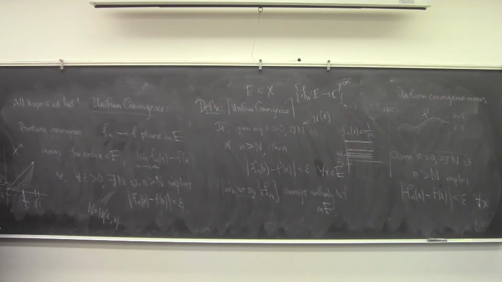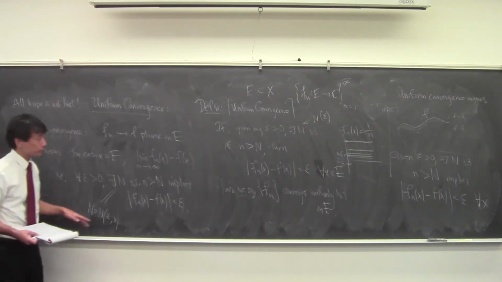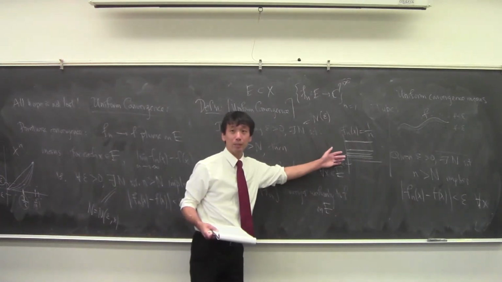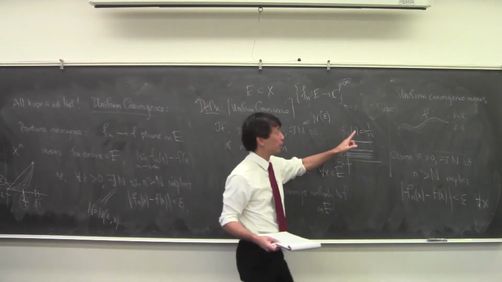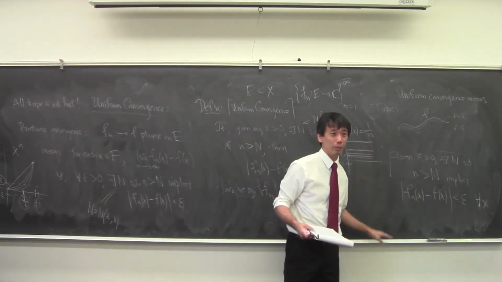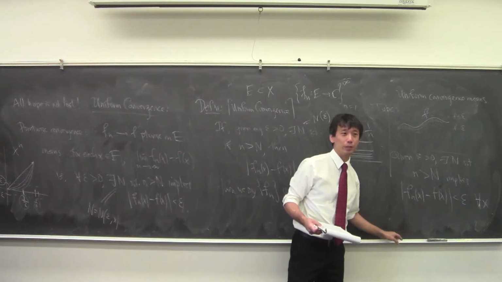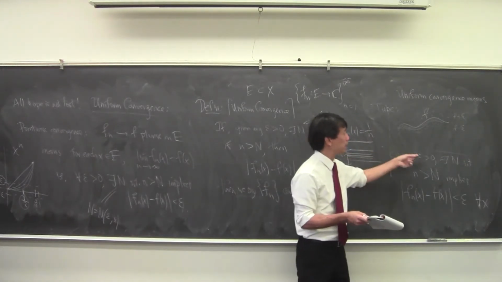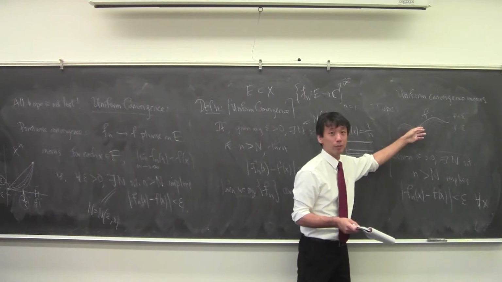So here, it was impossible for epsilon less than 1 to do this, right? But here, it's definitely possible. Okay? So this is the tube. The tube is what you want to keep in mind when you're thinking about uniform convergence. Given any tube, there's a time past which all the functions lie within the tube.